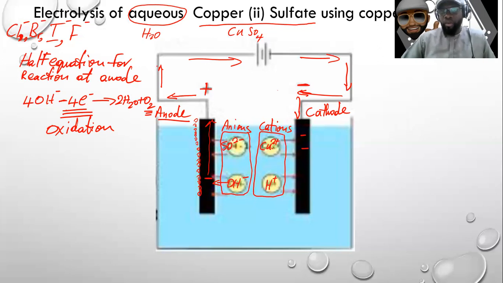Now at the cathode, you've got two cations being attracted to this negatively charged electrode, our cathode. Only one of them will form the product at our cathode. But what determines which one of them will form the product? The thing that determines which one will form the product at the cathode is what we call the reactivity series of metals.